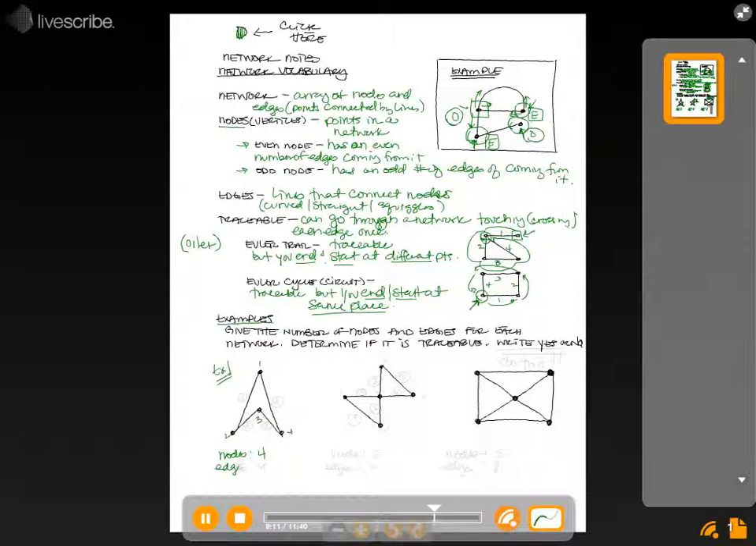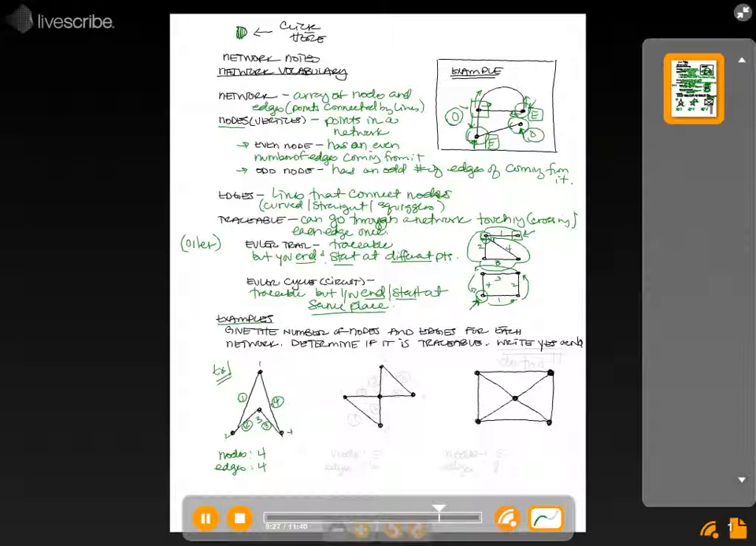Edges, those are the lines that connect the nodes. And there is 1, 2, 3, 4. Okay, so 4 edges also, 4 and 4. If you got both of those, great. Let's go on to the next one. If you didn't get those, go back and see if you understand why you got it wrong.